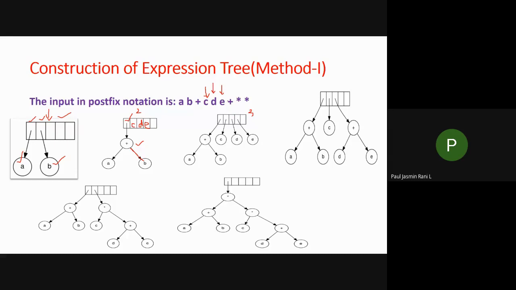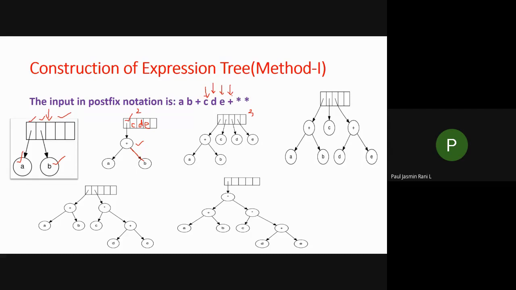After that, what happens? After E, I have to go for the next input, and the next input is plus. Now a problem exists. If it is a plus, what do you have to do? It is an operator. If it is an operator, you have to pop two elements from your stack.